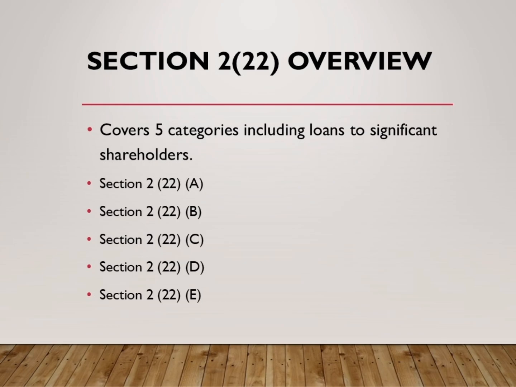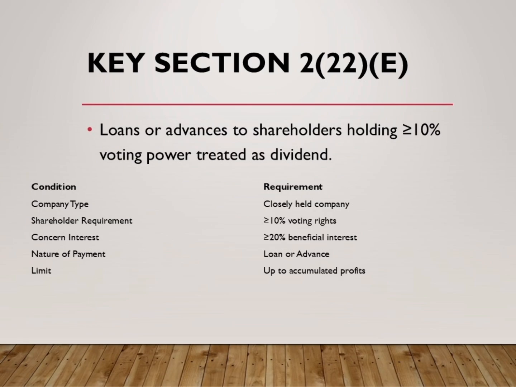Section 2 subsection 22d, distribution to the shareholders on the reduction of share capital to the extent of accumulated profits. Section 2 subsection 22e, most important for the students: any loans or advances given by closely held companies, not widely held, to a shareholder holding 10% or more voting power, or a concern in which the shareholder has a beneficial interest of 20% or more.